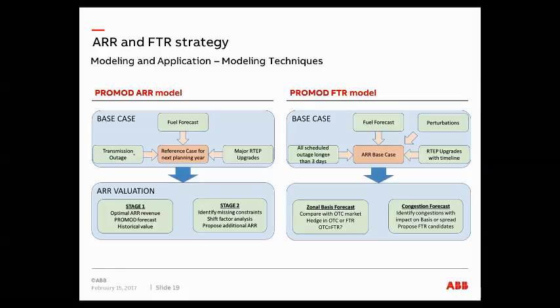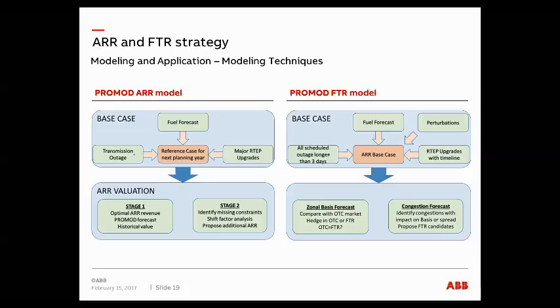So now I will introduce briefly a strategy and modeling techniques based on available ABB practice and knowledge. ABB has a PROMOD product and also publishes a reference case every year. In the reference case, the most up-to-date market information will be imported, including fuel forecast, transmission upgrades, generation addition, retirement, and some RTEP upgrades. It's all mixed together, and then we'll do some benchmark testing and adjustment.